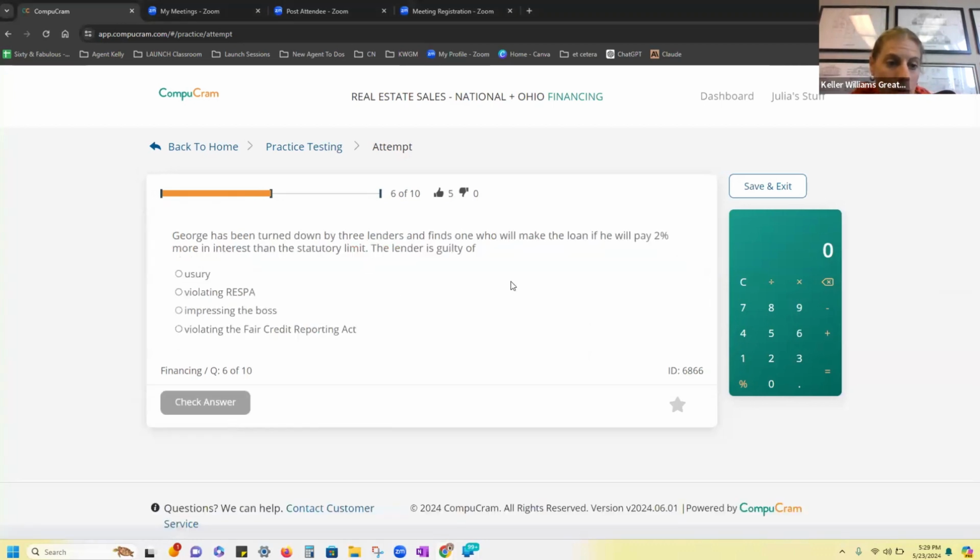Okay, next. George has been turned down by 3 lenders and finds one who will make the loan if he will pay 2% more in interest than the statutory limit. The lender is guilty of A, usury, B, violating RESPA, C, impressing the boss, or D, violating the Fair Credit Reporting Act.